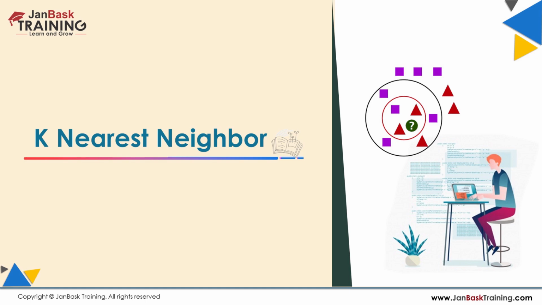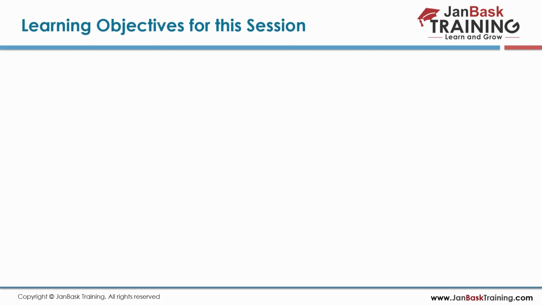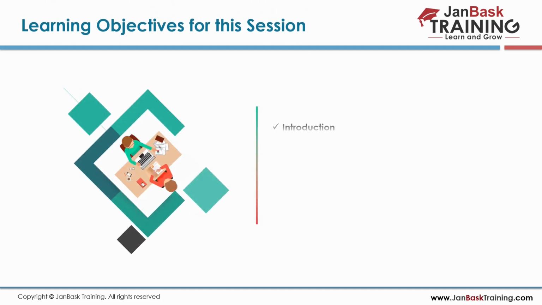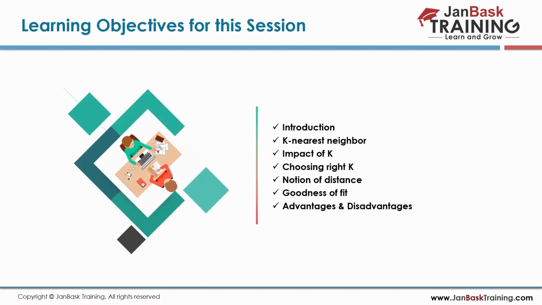So this is the idea of K nearest neighbor: how will you classify a new data point, which class does it belong to, class 0 or class 1? That is determined by the nearest neighbors. We are going to go through the introduction part. Next is K nearest neighbor and the impact of K, choosing the right K, the notion of distance, goodness of fit, advantages and disadvantages.